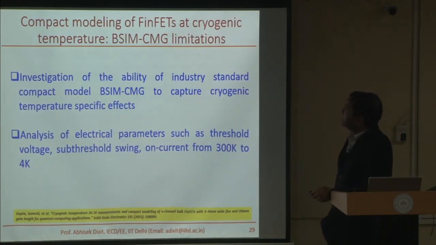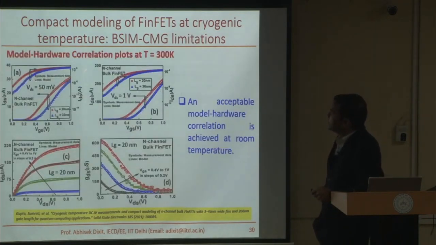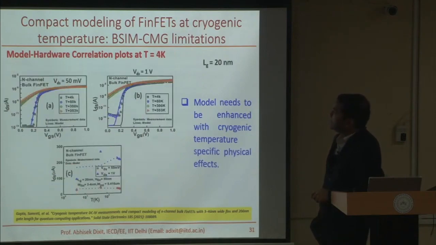As I said, we looked at the BSIM-CMG model. These are room temperature correlation plots. At room temperature, with our IBM devices, everything looks acceptable, right? Not perfect, but you can always re-center it and make a better model. So this is an acceptable model-hardware correlation. We published it in Solid-State Electronics last year. But when you go to cryogenic temperatures, you can see that your subthreshold swing is not being modeled correctly by the stock model.